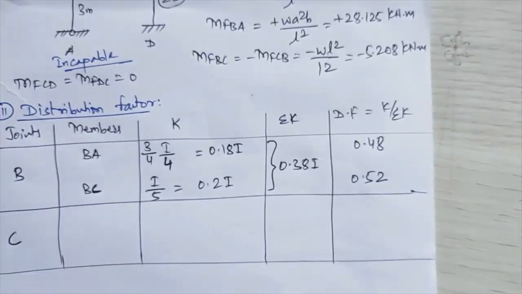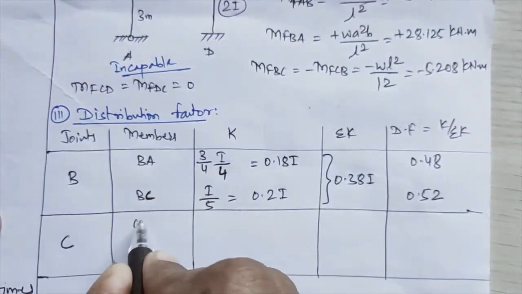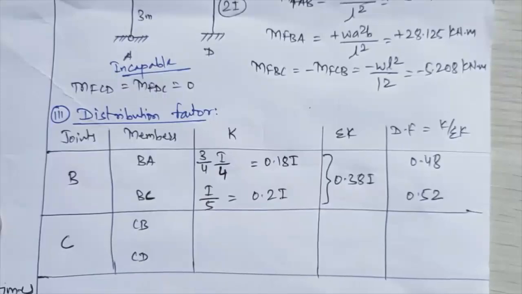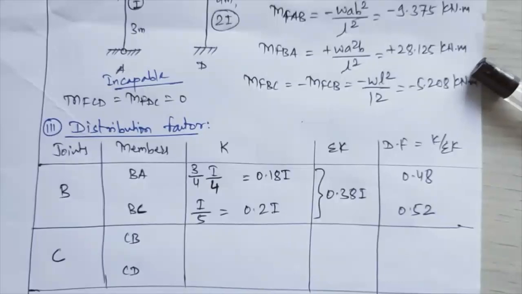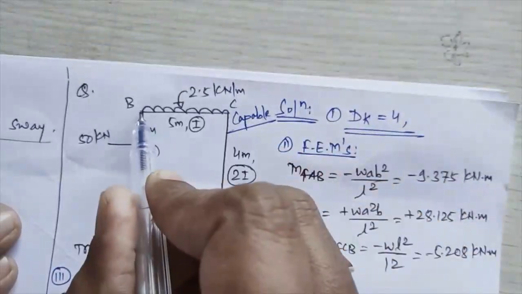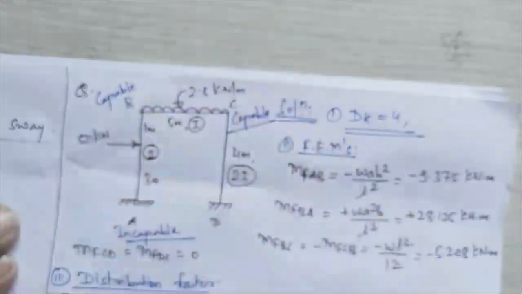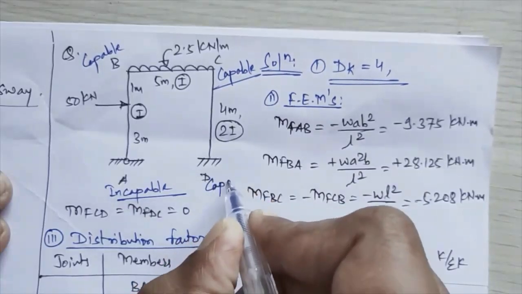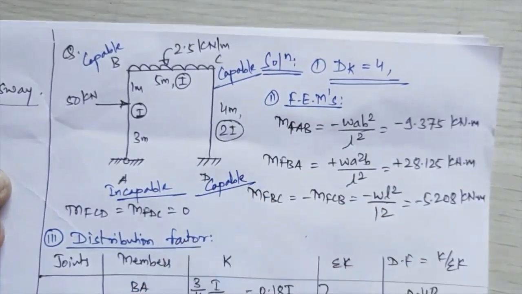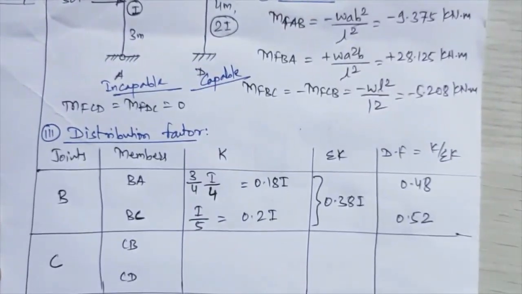Okay, then the next joint I will conduct is joint number C. Members meeting at this joint are CB and CD, so the farther ends are B and D. We'll check the capability of those supports. B is nothing but a rigid joint, so that type of support is again called a capable support. And D is the fixed support. A fixed support is also called a capable support. So for both the members, your relative stiffness will be I by L.